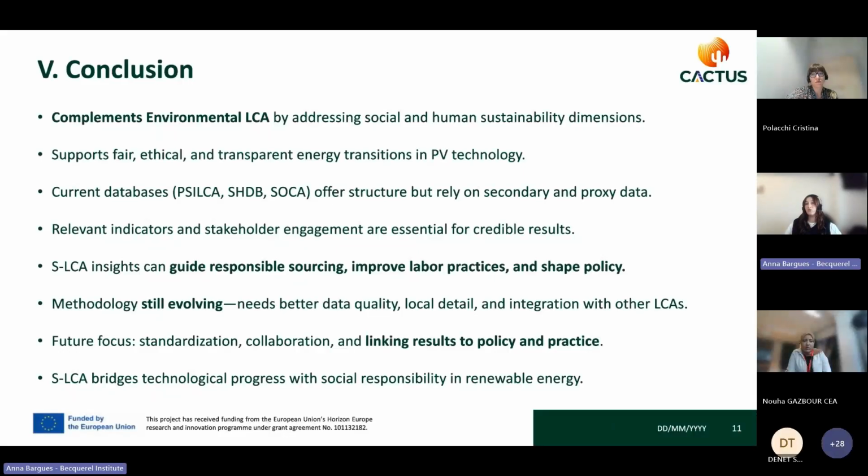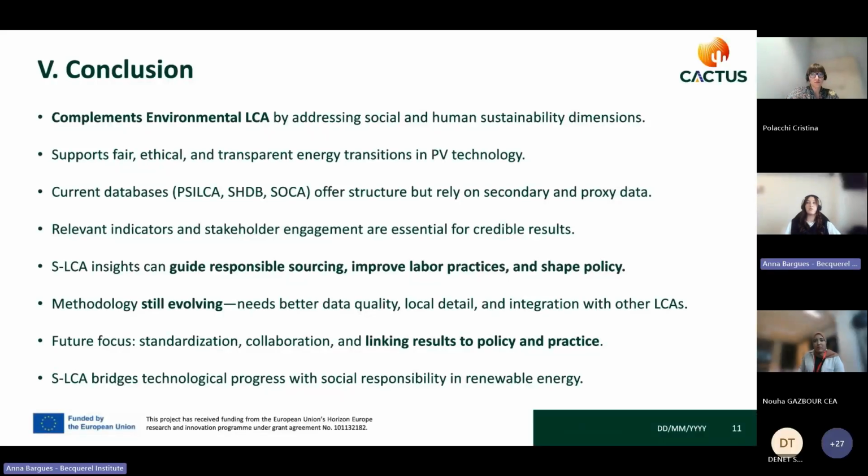So to conclude on my presentation about social LCA methodologies, the social assessments can complement environmental LCAs by addressing the human and ethical dimensions of sustainability. Like Cristina said before, in sustainability, we have the environmental side, we also have the social side, and also the commercial side, I would say the cost side. So that's why it's important. In the PV industry, it can help to identify social risk associated with material sourcing, for example, and also manufacturing.